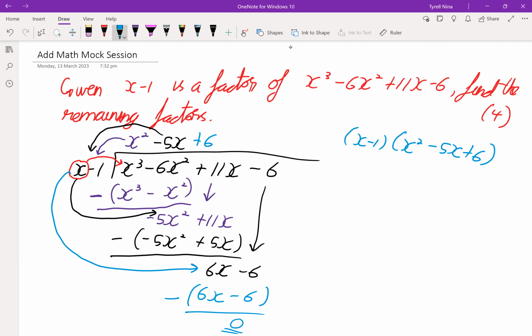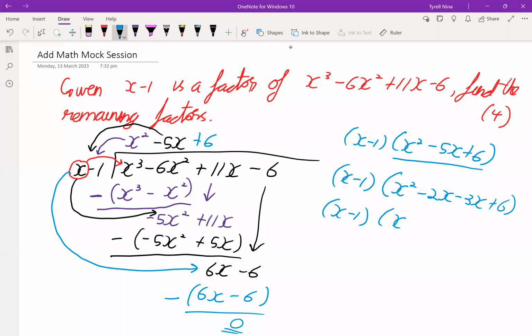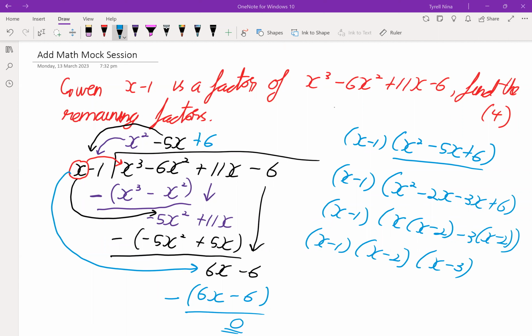This could factorize, so we'll get x minus 1. And how do we factorize this? This becomes x squared minus 2x minus 3x plus 6. So x minus 1, x into x minus 2 minus 3, x minus 2, giving x minus 1, x minus 2, x minus 3. Always convert them to what we call linear factors, right? So always convert them.